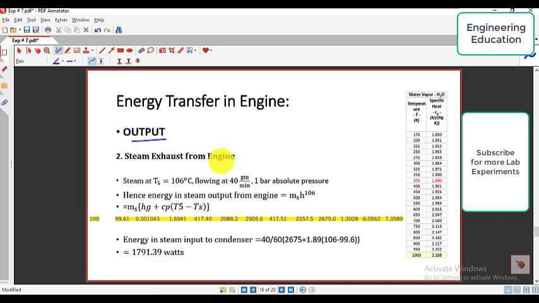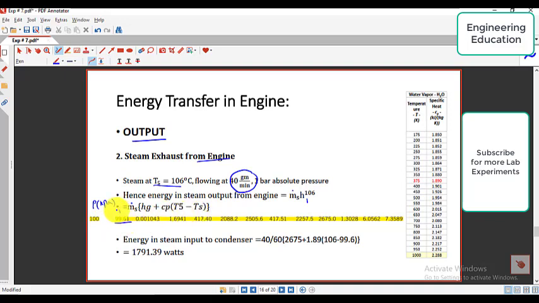Now at output we have steam exhaust from the engine. So for that we have T5 106 degrees centigrade, mass flow rate is same, that is 40 gram per minute, pressure is 1 bar absolute pressure. So again we have to find the energy in steam which is exiting from the engine, and that is m dot s into corresponding enthalpy at that pressure and temperature. Here pressure is 1 bar and temperature is 106 degrees centigrade. Again we have a mass flow rate value which is 40 gram per minute, pressure in kilopascal is 100 kilopascal which is 1 bar.